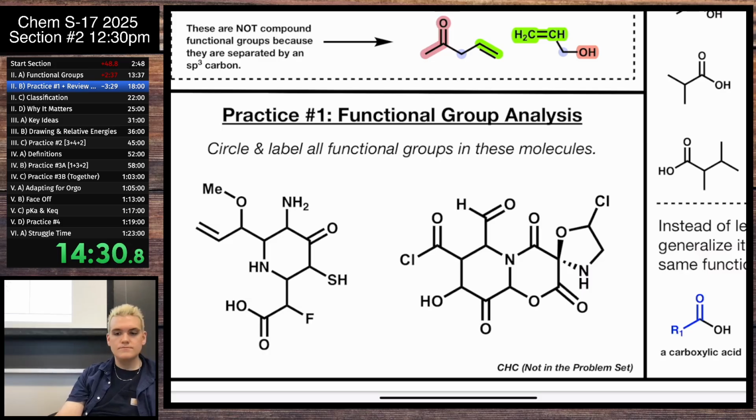What's the name for that? Does anyone want to help out with that? Does anyone know methyl? Yeah, so it's CH3.